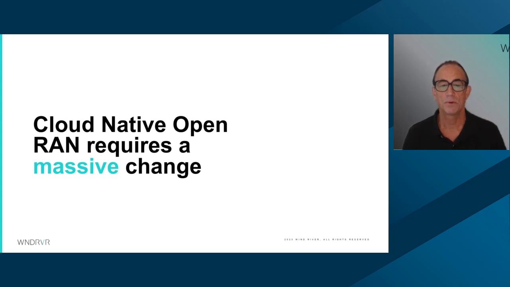Implementing cloud native Open RAN requires a massive change to how networks have been deployed until recently. It requires new and different ways of thinking about your network and working with your solution providers. This is where Wind River comes in, by providing cloud native infrastructure that supports CSPs' desired business outcomes.